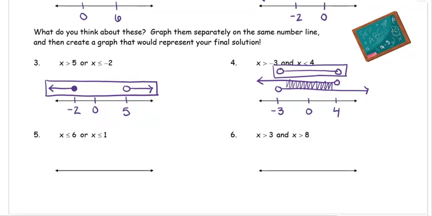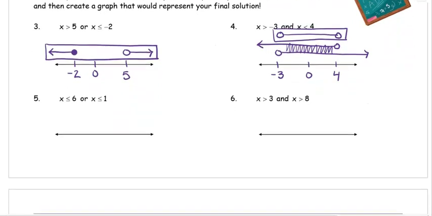All right, take a look at number 5. Number 5, I want x to be less than or equal to 6 or x less than or equal to 1. So I have my 0, my 1, and my 6.